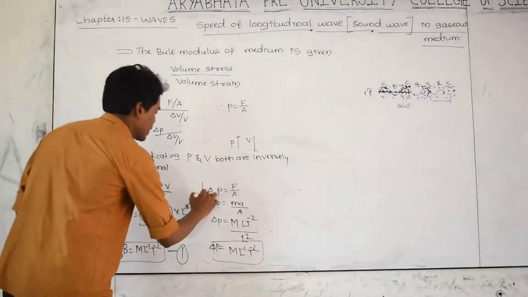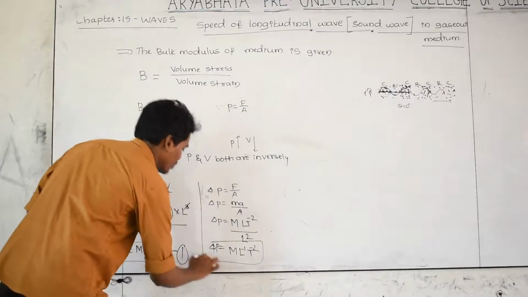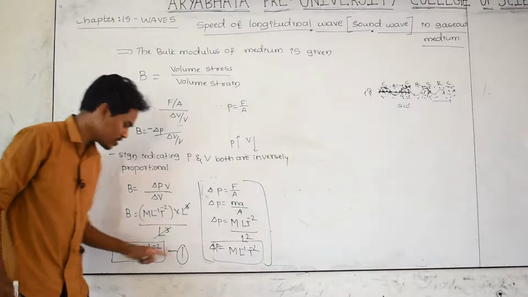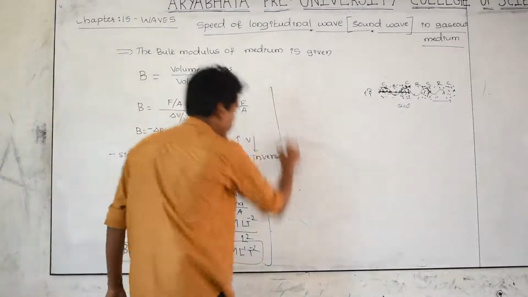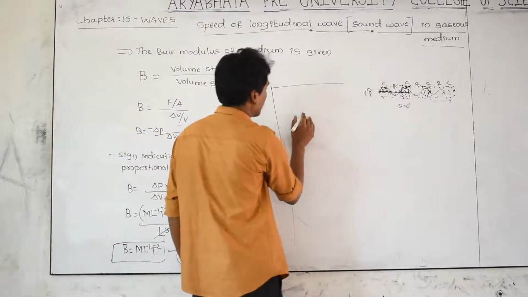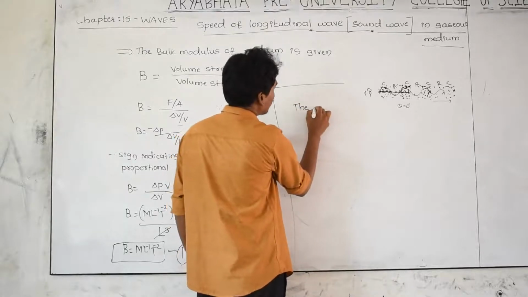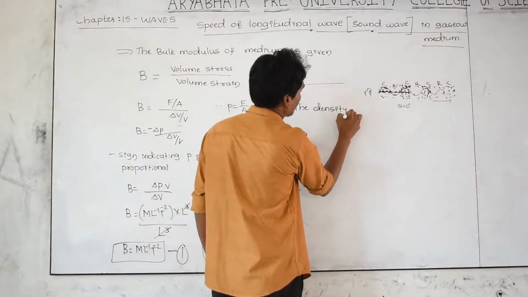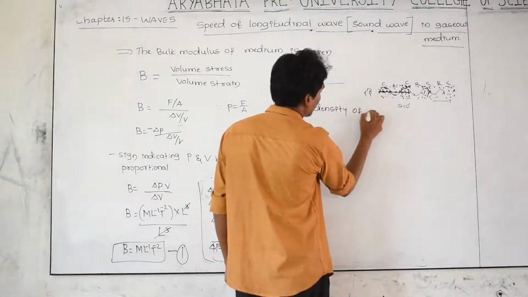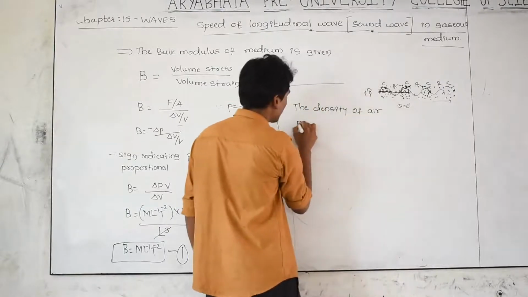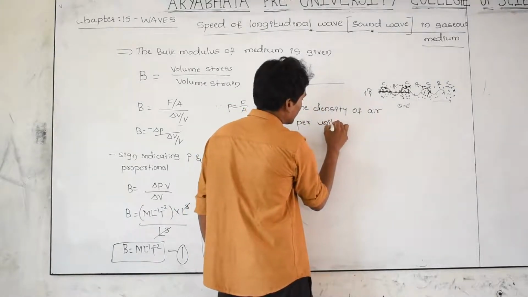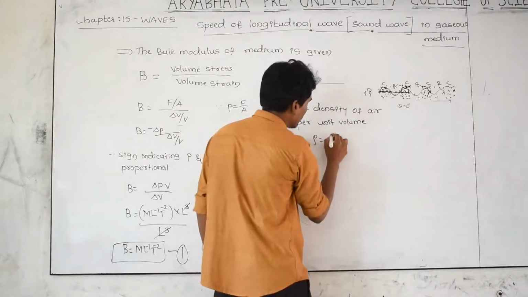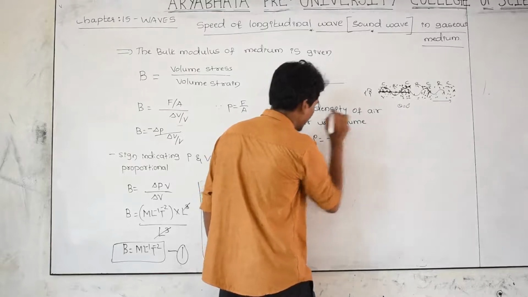Let us take it as equation number 1 now. And this is therefore how I have got delta P is equal to this much. Next, go to bulk modulus. The density of air per unit volume, that is rho is equal to M divided by V.